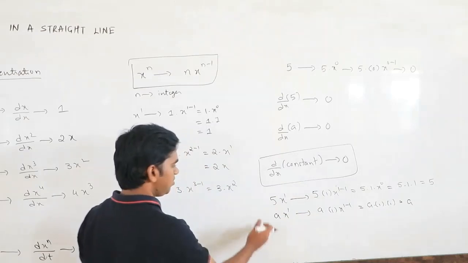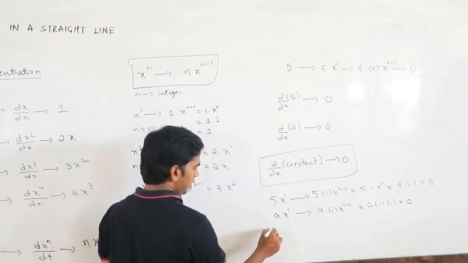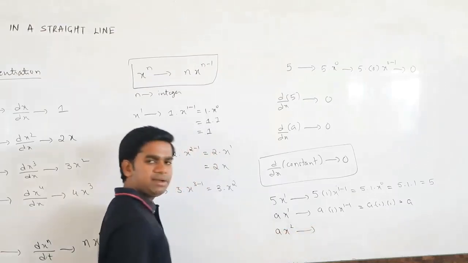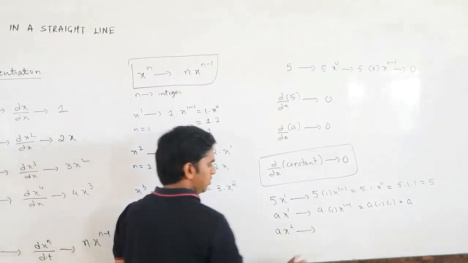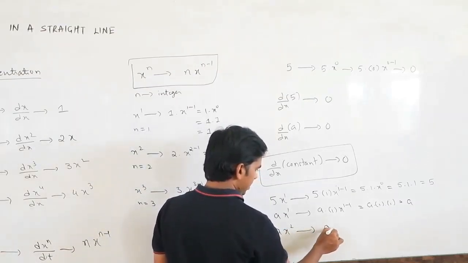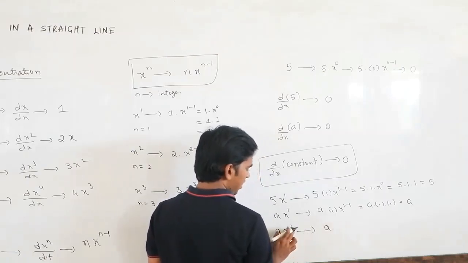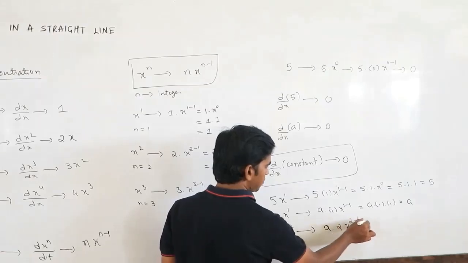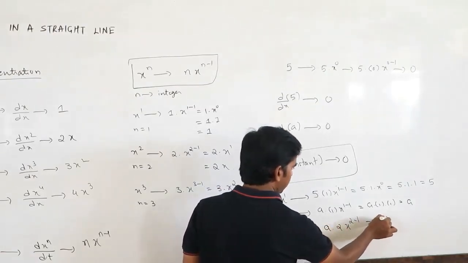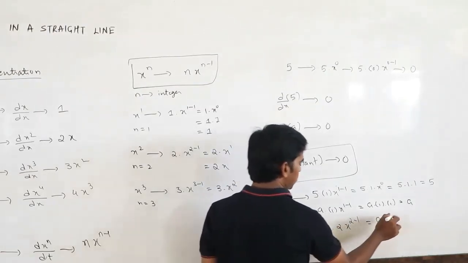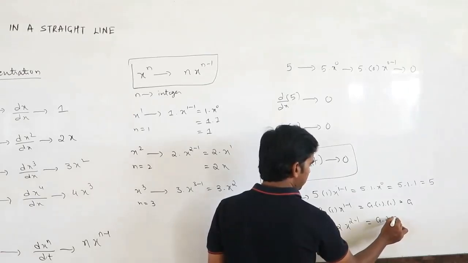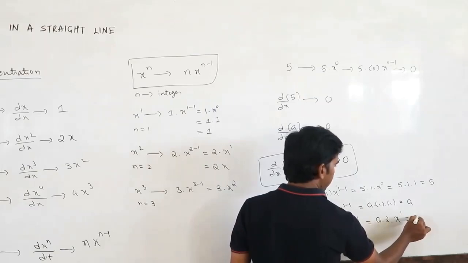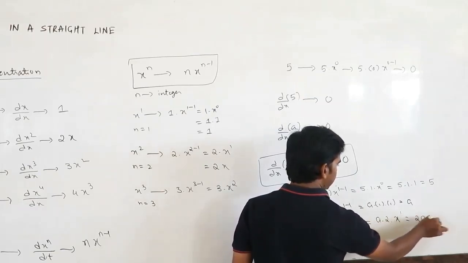Okay, so instead of this one, if it is say a into x square, how can we write it? You can write it as a into x square. n equals 2 means 2 into x raised to 2 minus 1. So a into 2, write as it is. x raised to 2 minus 1 is what? 1. So you can write it as 2ax.